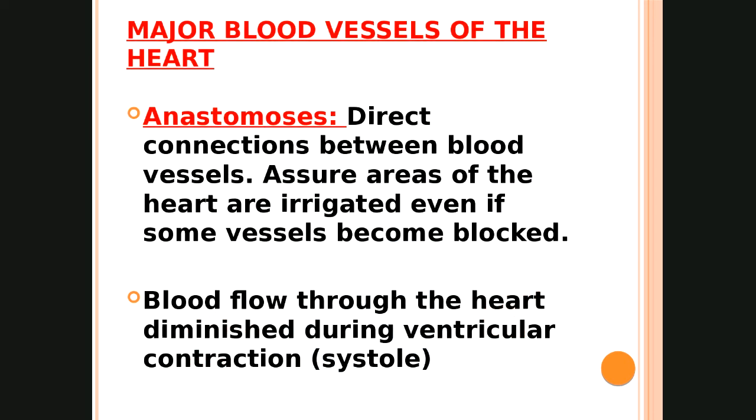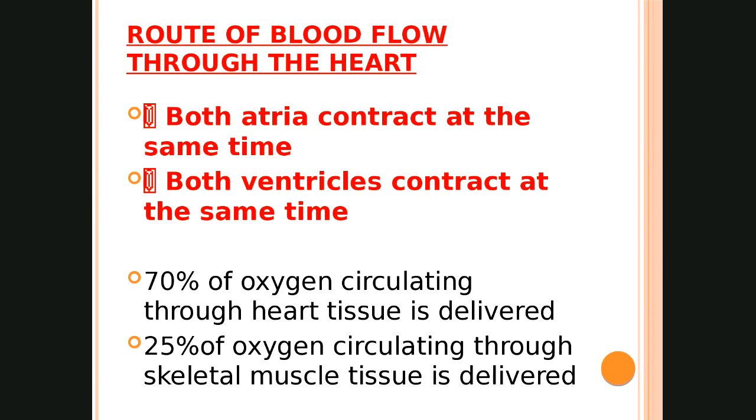Many of these blood vessels join together, creating circuits of irrigation that are going to assure that all areas of the heart are always irrigated with blood. Even if one area is blocked, other areas continue to irrigate. These connections of blood vessels are called anastomosis. So this is typical of the heart.